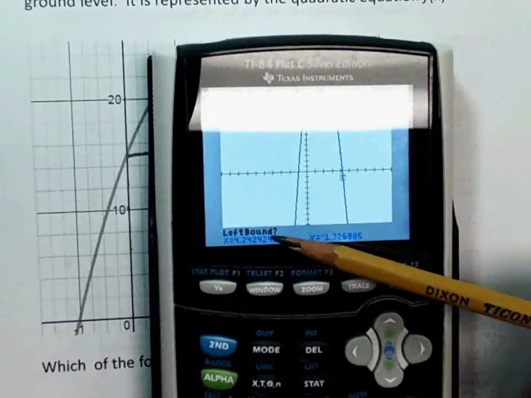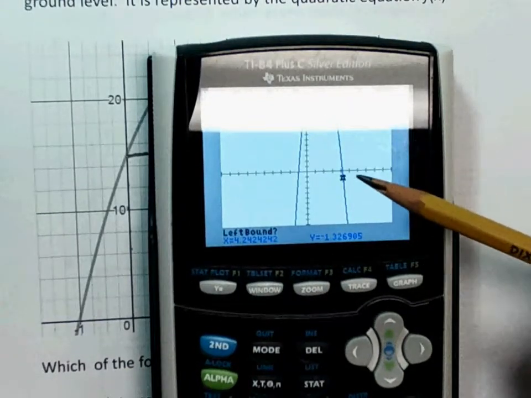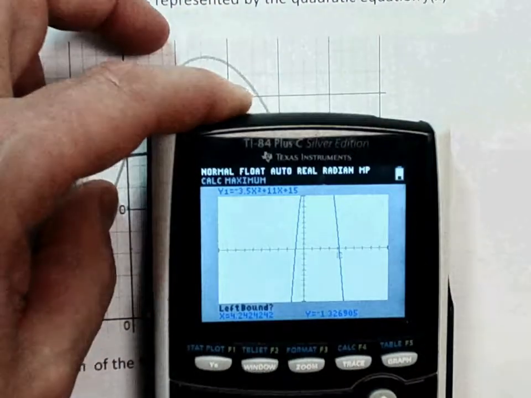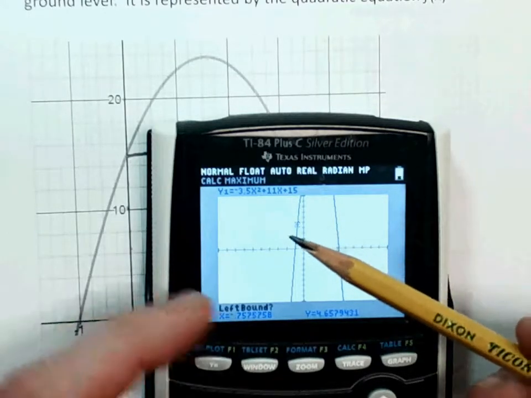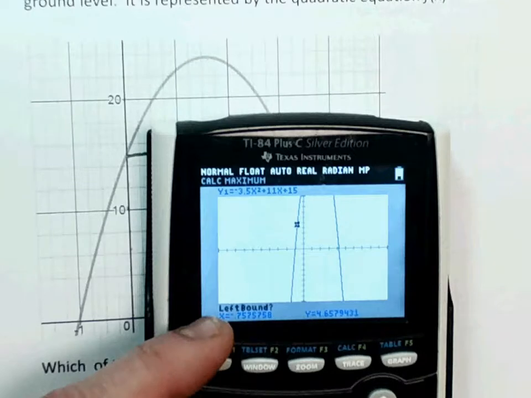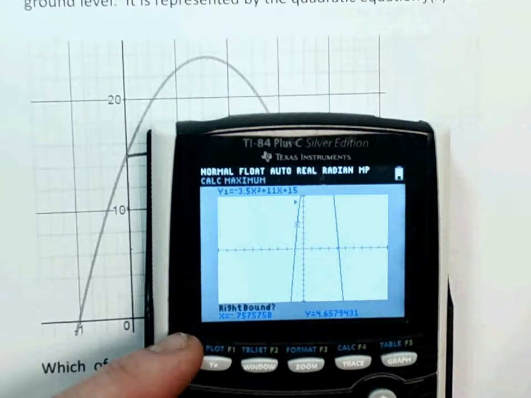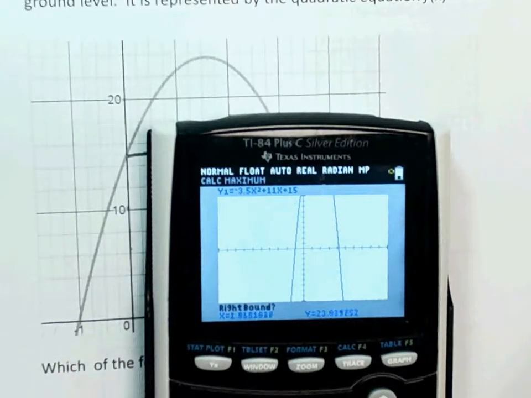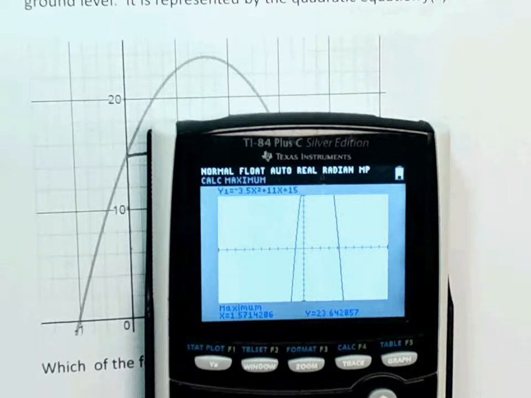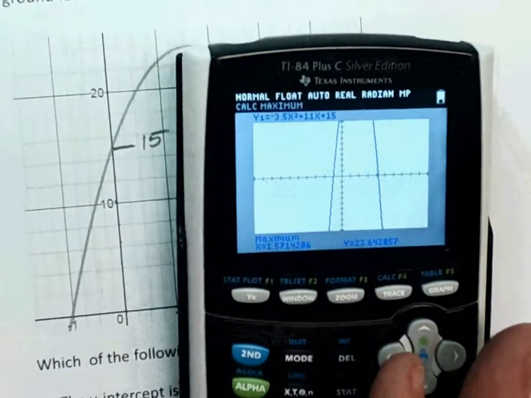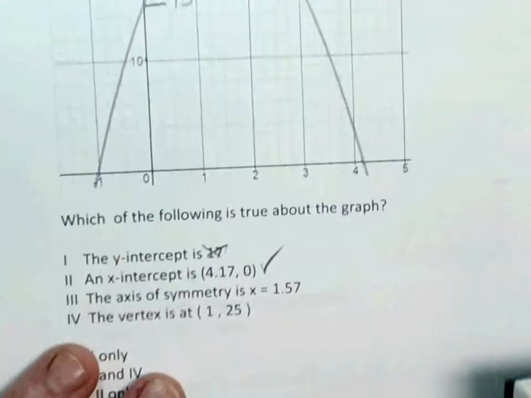Okay, so I need to be to the left of my vertex, and right now it is not. So I'm going to just move it so that it is, oh, there it is. So it's to the left. It's pretty far to the left, but who cares? So I'm going to press enter, and then I'm going to move it to the other side. I don't even need to see my vertex, but I know that it's to the left and the right. And I press enter again, and it says the maximum is 1.57.